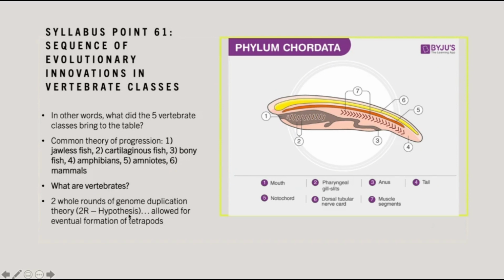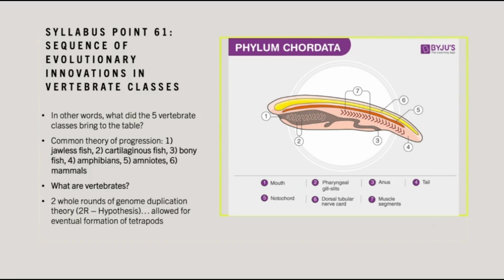Now, you don't have to know the 2R hypothesis in detail. It's not known exactly when this 2R situation happened, but what you do need to know is that eventually, at some point in evolution, the genomes, and to define that, genome means set of genes, okay? So the set of genes were duplicated. There were 2 whole rounds of the duplication of these genes, meaning we had more genes, because of this adaptation that happened.